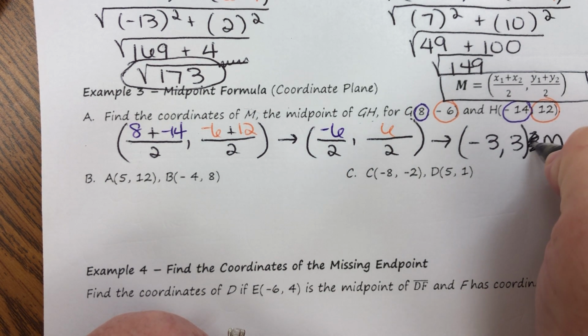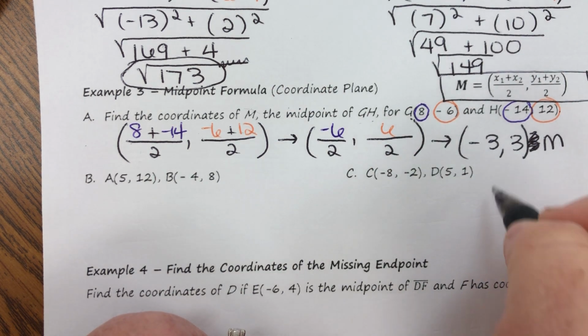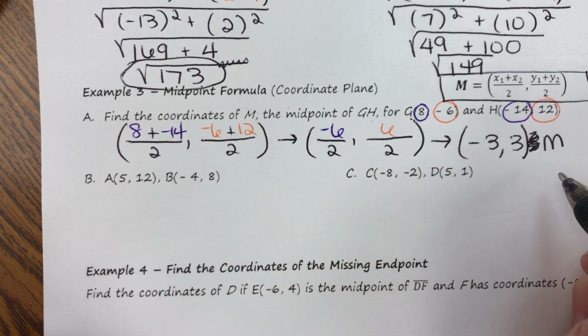Oh, I don't know why I just wrote that. I saw the M. So my midpoint, negative 3, positive 3.